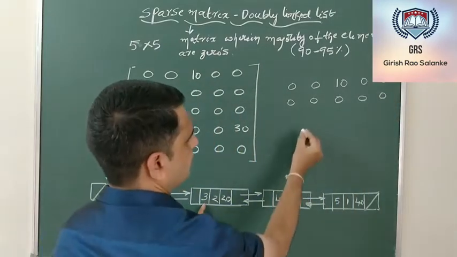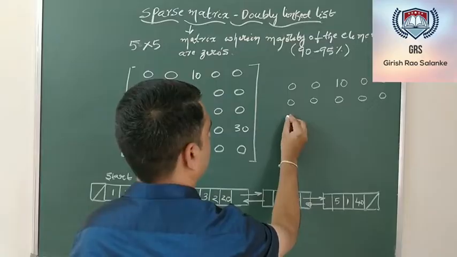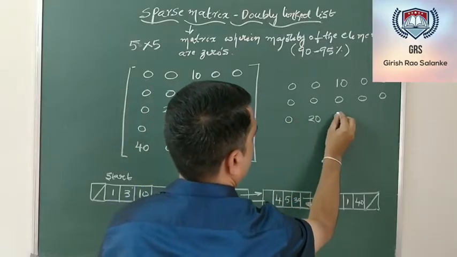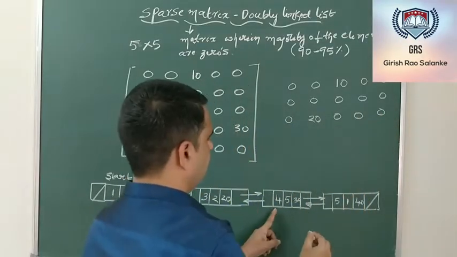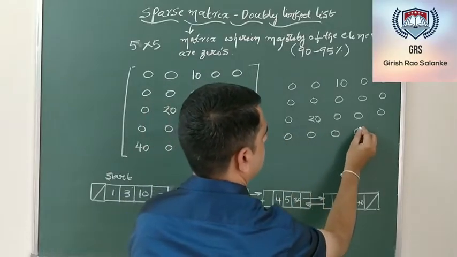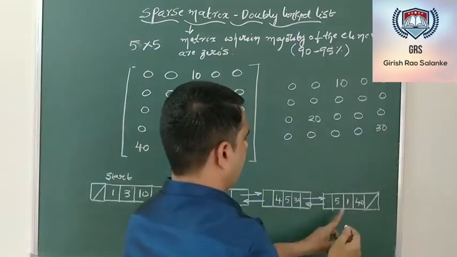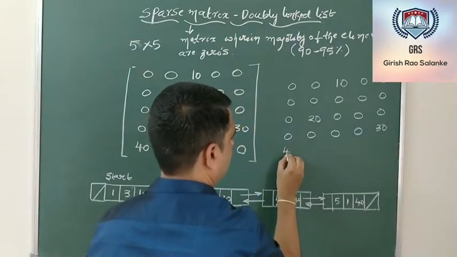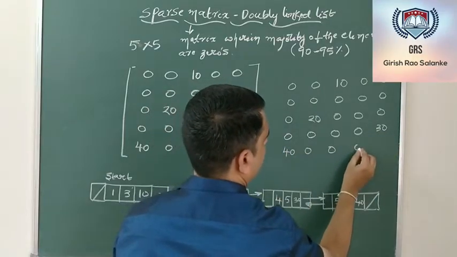So I will have all zeros here. Next is the third row, second column. So third row, second column is 20. Next node is fourth row, fifth column, this position is 30. And finally I have fifth row, first column. Fifth row, first column is 40, and all others are zeros.